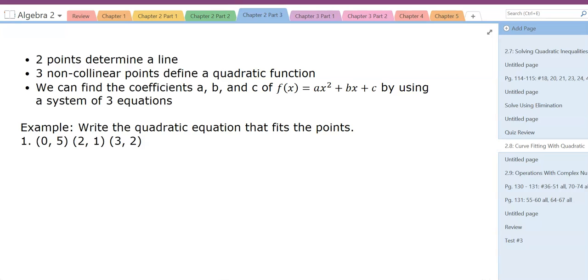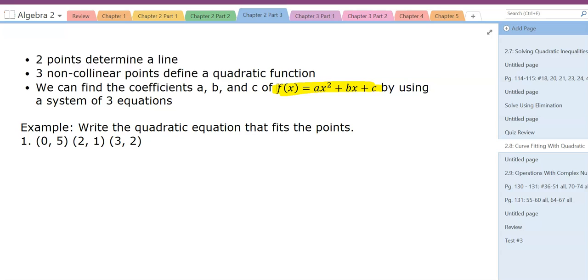Now remember, your quadratic equation always looks like this. This is the really general, generic form: ax squared plus bx plus c. We've talked about a, b, and c a whole lot in this chapter because we use those letters for graphing, for completing the square, and for the quadratic formula. They're going to give you points, coordinates. We're going to use them to set up a system of equations so that we can find what a, b, and c are equal to, so we can write out our quadratic equation.